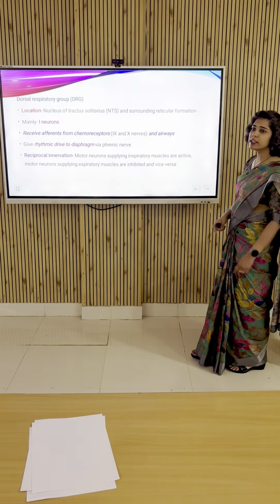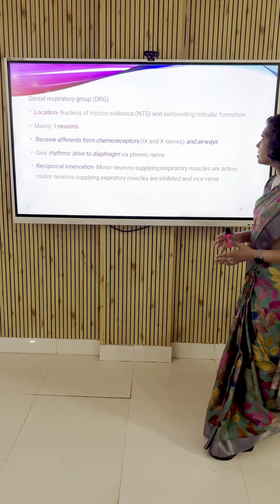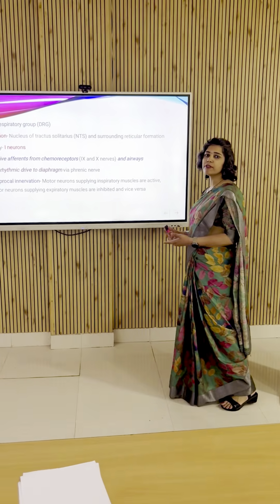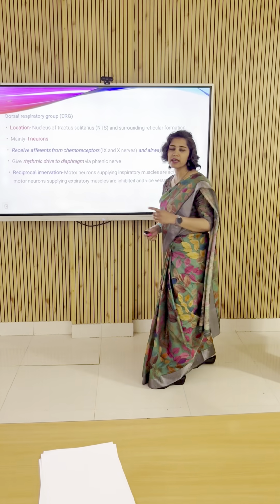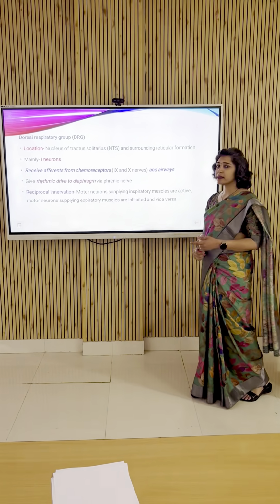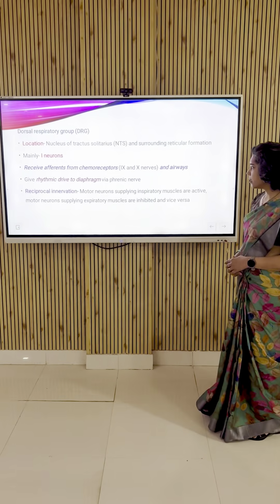Now let's begin with the dorsal respiratory group of neurons. Mainly I neurons are there, and this group of neurons receives afferent impulses from the chemoreceptors via the 9th and 10th nerve. We'll discuss the mechanism later on, and from the airways. But it gives the output to the diaphragm via the phrenic nerve.